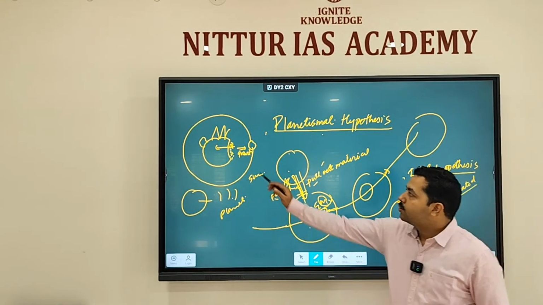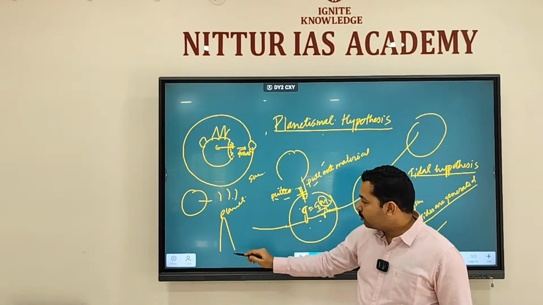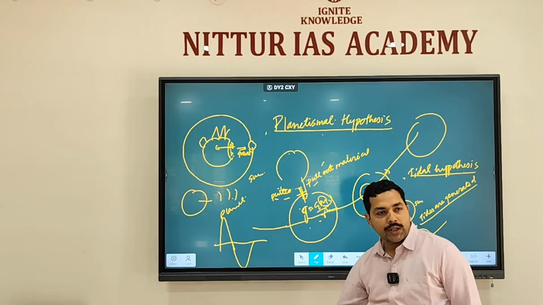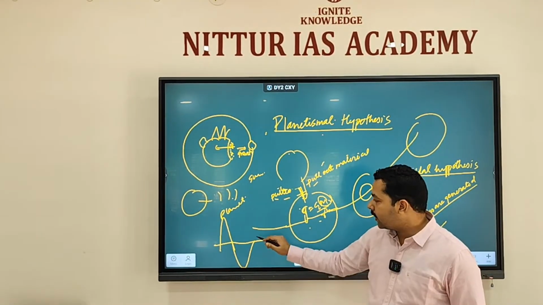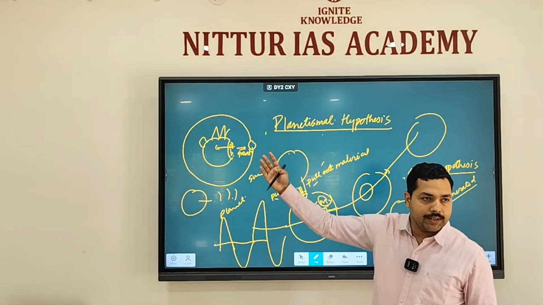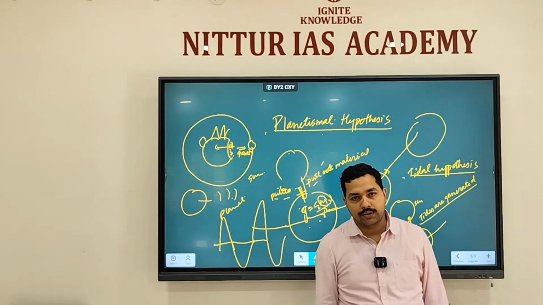Tides will be formed. You'll see the water level will rise because the moon is trying to attract it. Then, because of Earth's gravity, it is again attracted towards the earth, it will fall, then again rise, again fall. This is what we call tides. So tides are being formed due to what? Due to gravitational attraction. Clear?